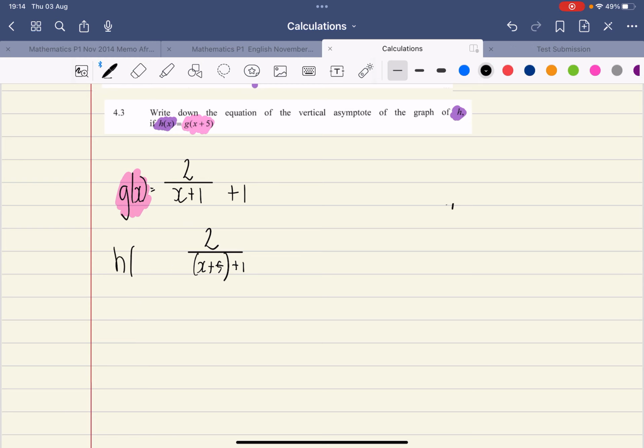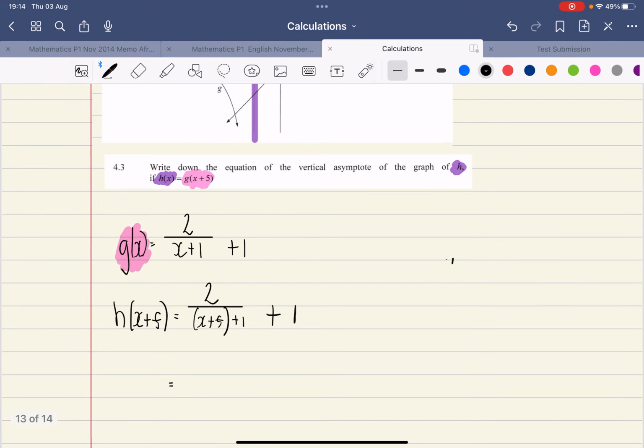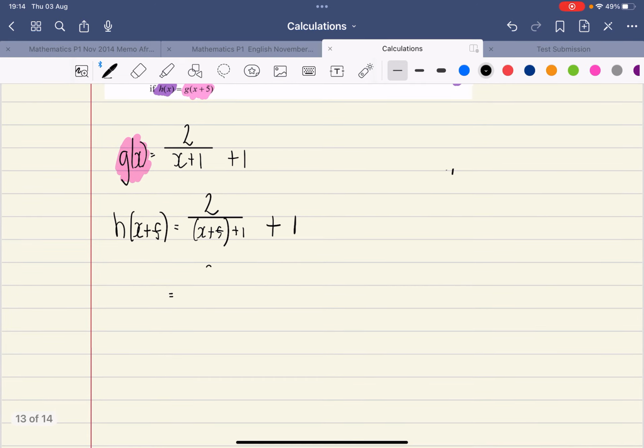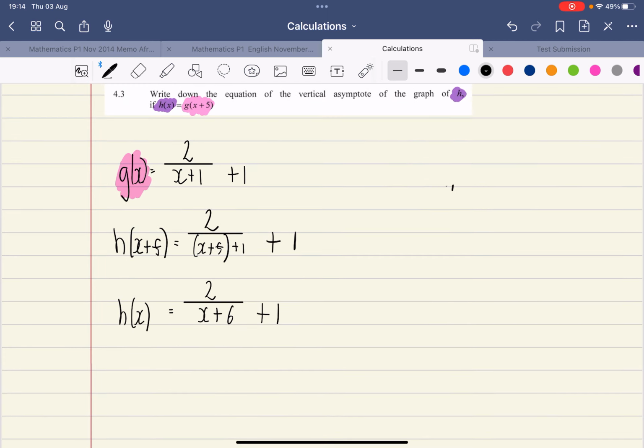That was supposed to be h of x. There we go. Plus 1 and then plus 1. So now we just simplify. 2 over x plus 5, x plus 6 plus 1. So here is our new translated graph called h of x. Sorry, I'm getting my notation wrong here. This is supposed to be g of x plus 5, and this is h of x, just like we have over here. h of x equals g of x plus 5.